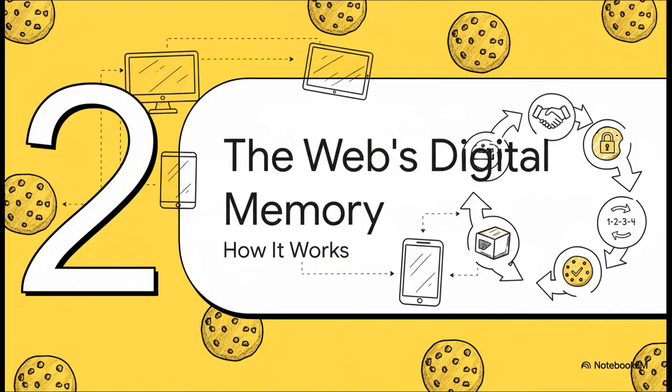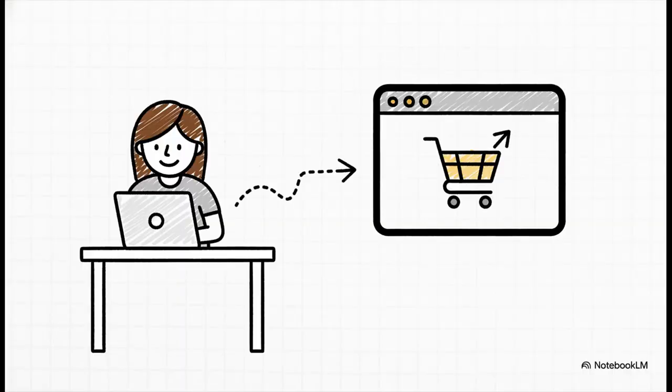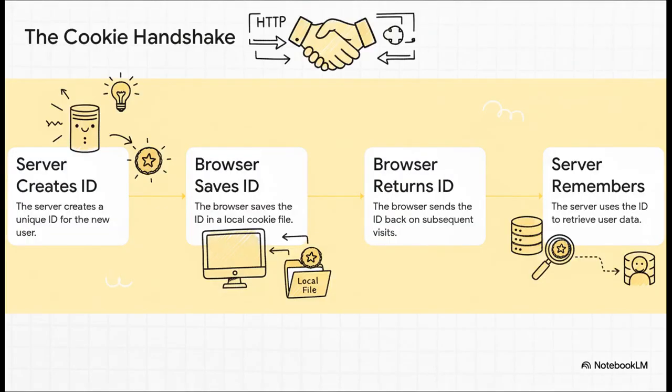So how does this whole digital handshake actually work? Let's break down the mechanics. It's a surprisingly simple 4-step process. To make this all feel a bit more real, let's follow a user. We'll call her Susan. And let's imagine she's visiting an online store, say Amazon, for the very first time. The entire thing happens in 4 simple steps. Think of it as a cookie handshake.